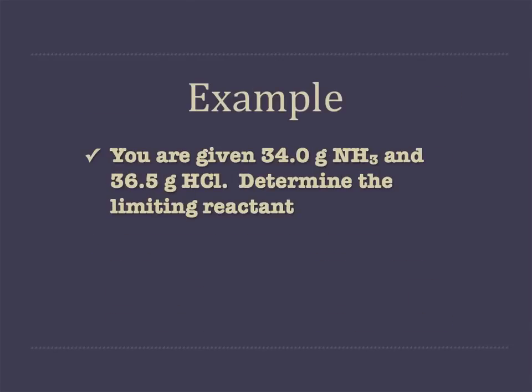Okay, so let's get to work here. Let's say we've got 34 grams of ammonia and 36.5 grams of HCl. We want to determine the limiting reactant. So the first thing we need to do is write the balanced equation. So let's go ahead and do that. Okay, so you can see the balanced equation here: NH3 plus HCl yields NH4Cl, and I've got 34 grams of ammonia and 36.5 grams of hydrochloric acid.